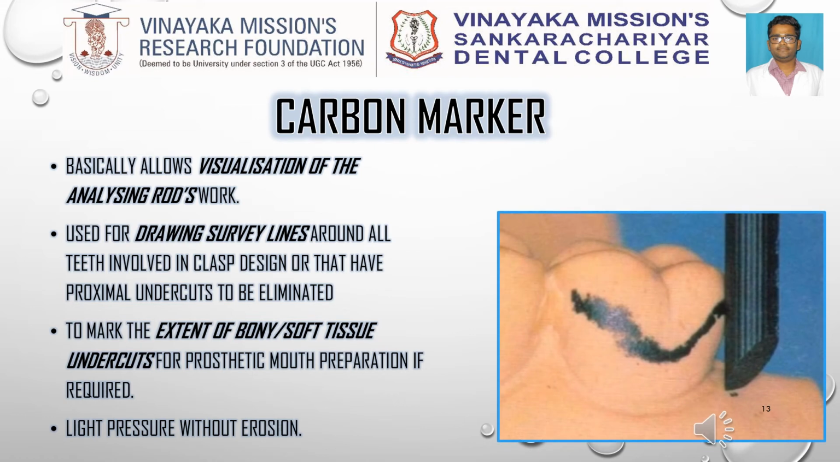The next surveying tool is the carbon marker. It basically allows the visualization of the analyzing rod's work, and is used for drawing survey lines around all the teeth involved in clasp design or that have proximal undercuts to be eliminated. This is also used to mark the extent of bony or soft tissue undercuts for prosthetic mouth preparation if required. While using this carbon marker, a light pressure without erosion should be applied.